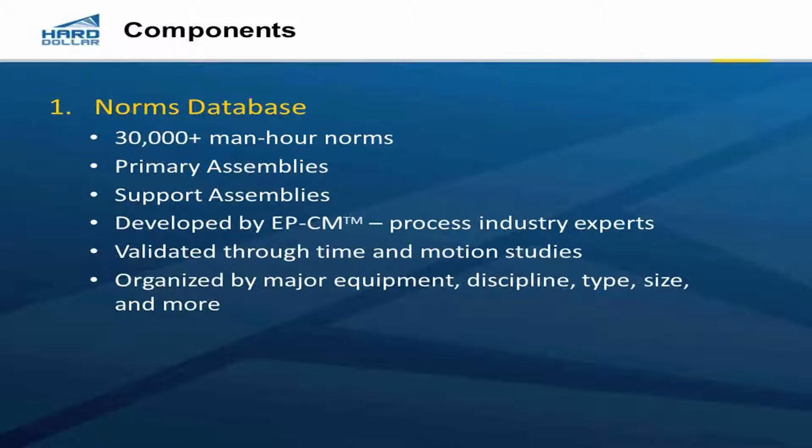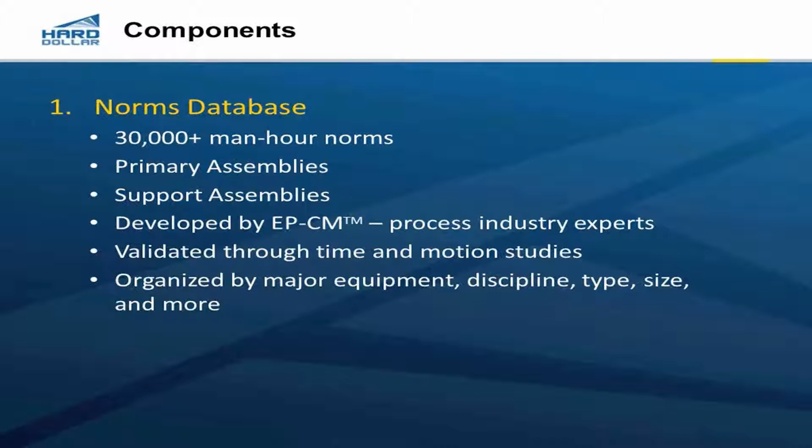Different tasks. So as we think of a norm, it's the various combinations of all those things, and there's about 30,000 of them. This also comes with primary assemblies and support assemblies. So for each norm, let's say we're pressure washing a vessel, we know what types of labor resources are typically going to be used to do that. So not only do we know the total man hours that we should expect, but we also know what kind of labor is typically going to be involved in that particular task.